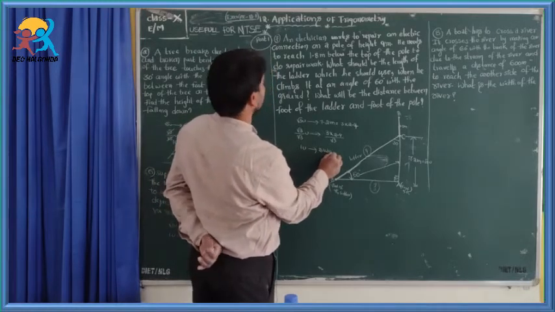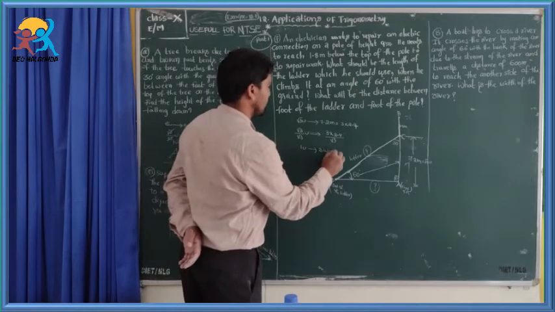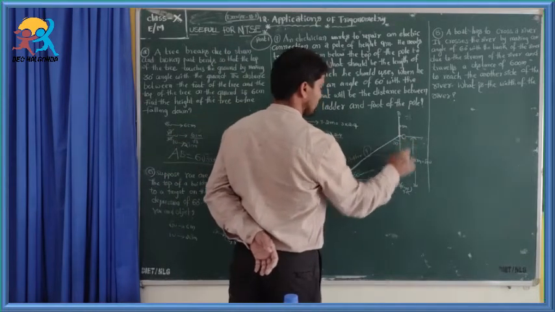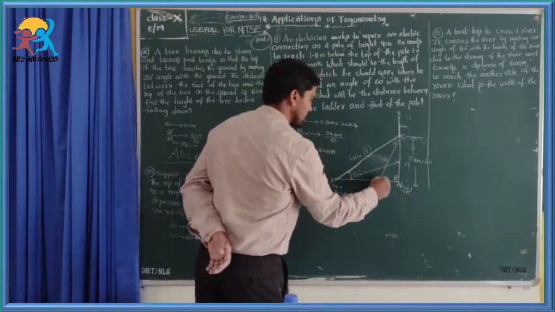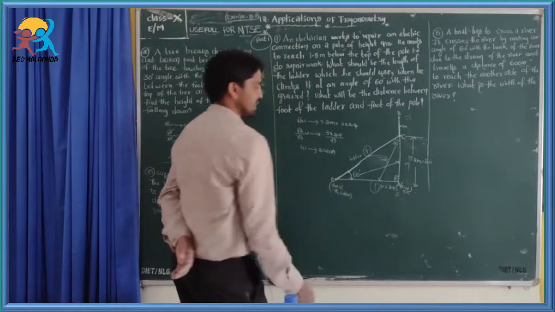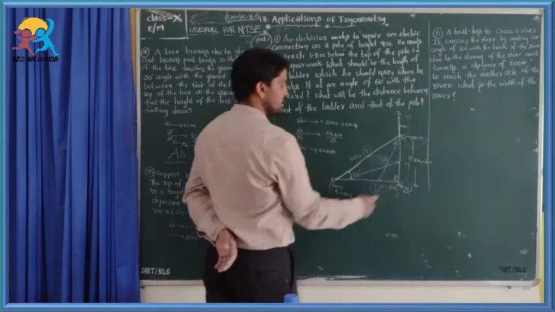Is it in meters or centimeters? Yes, 9 meters, so it is meters. So, what is this length? 1 unit means the 30 degree opposite side. That is 1 unit equal to 2.4 root 3 units. Thus, the distance between the foot of the ladder and the foot of the pole is 2.4 root 3.